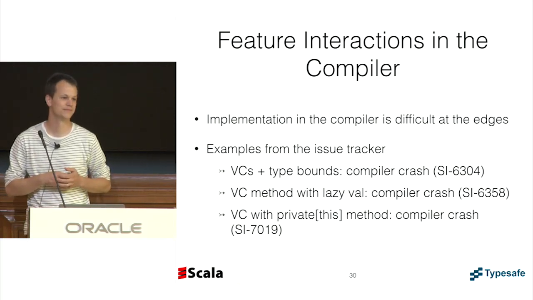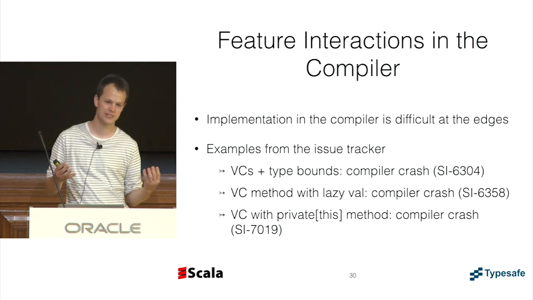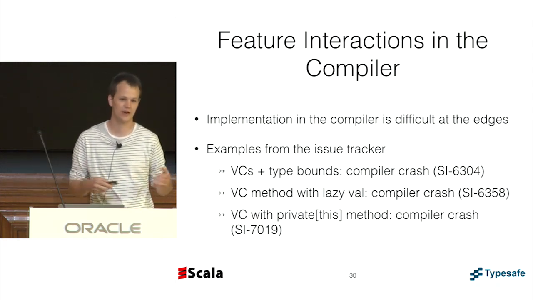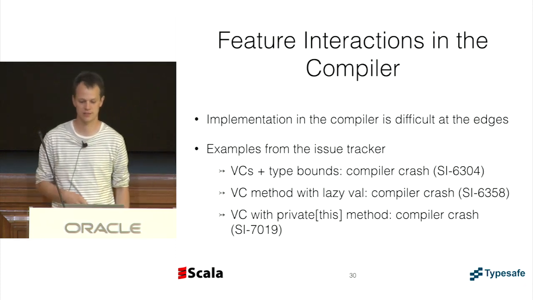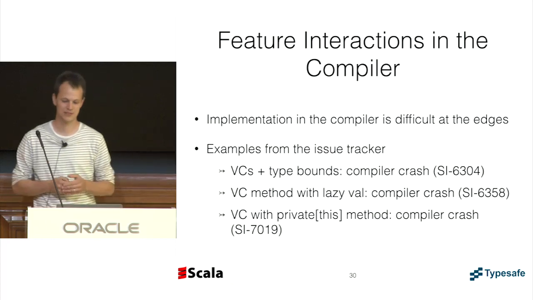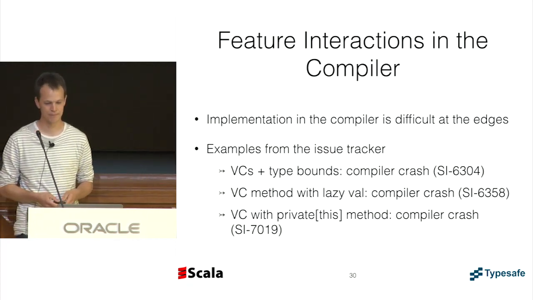value classes with a method that's private this, crashes compiler. So this is just to show that changing this representation also in the type system has implications which are kind of hard to foresee or which break existing assumptions. So I guess that's a normal state of affairs that you have to live with in an existing system.